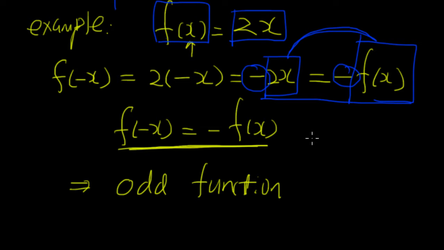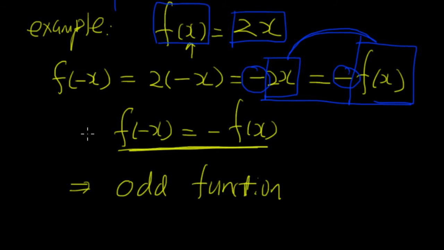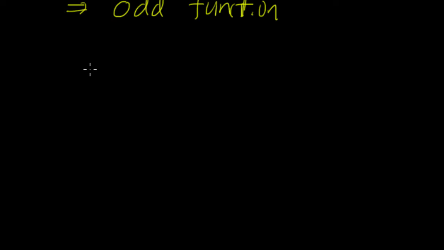Now, you shouldn't be confused about this. Not every function is going to be either even or odd. There's many other functions that are not even function and not odd function. They're neither, right? So some functions are even, some functions are odd, but many functions are none of the above. It's not even, it's not odd, right? Okay, let's check out another example.